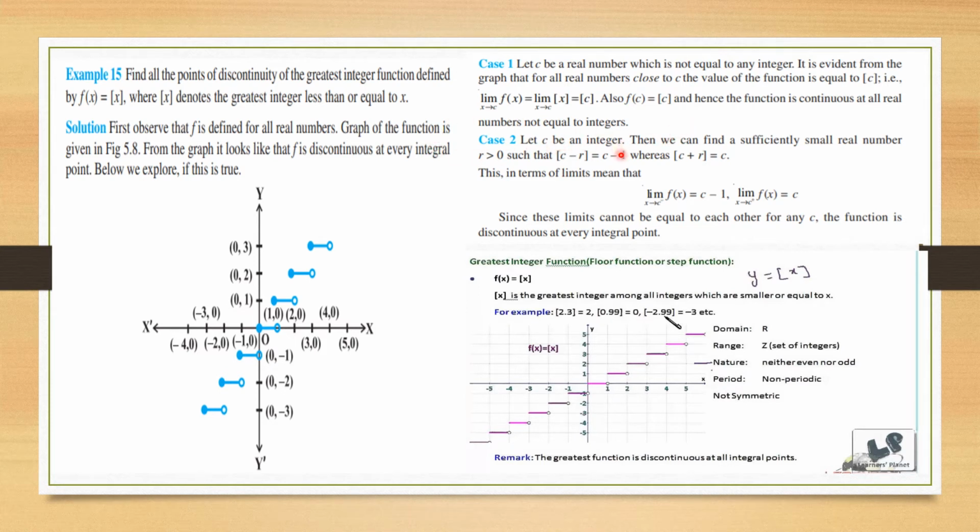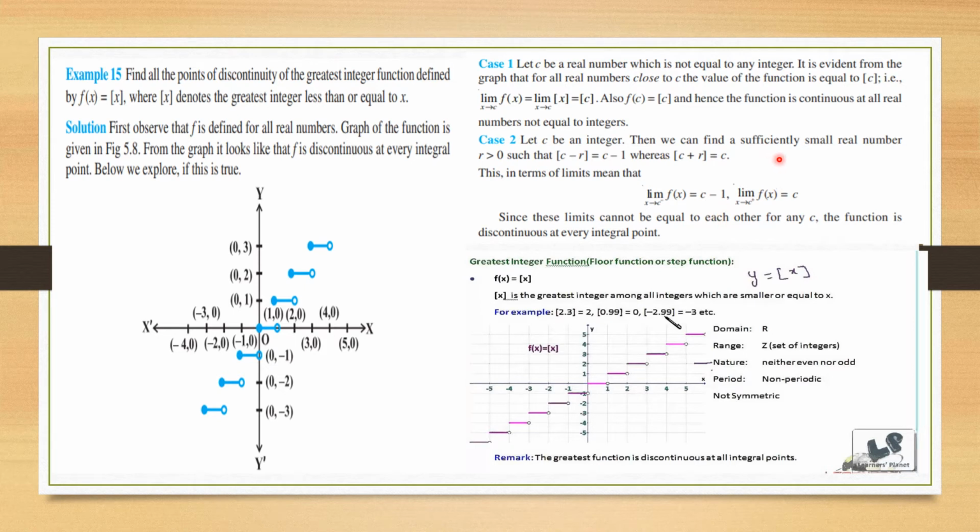Now let us come to the left side. Let c be an integer, then we find a sufficiently small real number r greater than 0 such that c minus r. See, there is no need to write all these things if you don't want to. Just for c, for the right limit and left limit, limit x approaches c of f of x, see what is happening for the left function. If the integer is -2, that means c is -2, then the value is coming out to be -3, meaning it is like c minus 1.